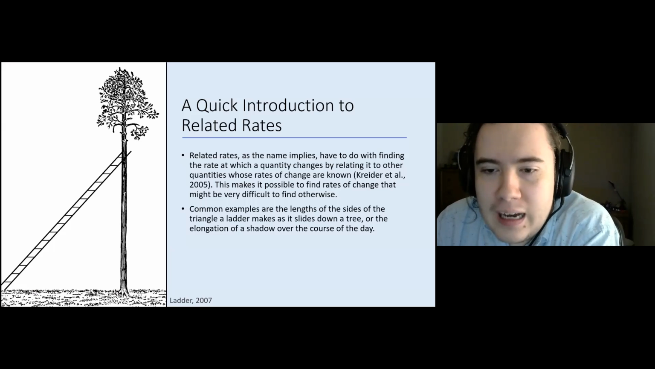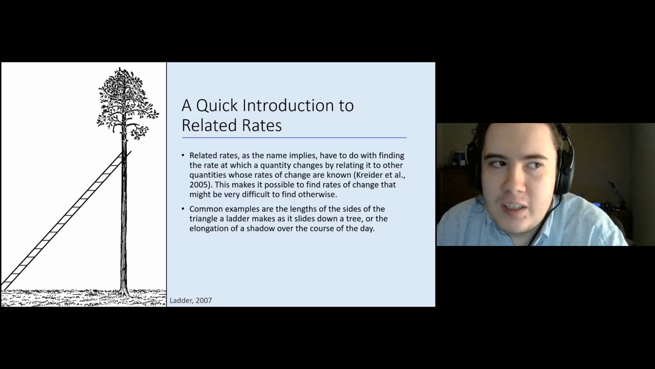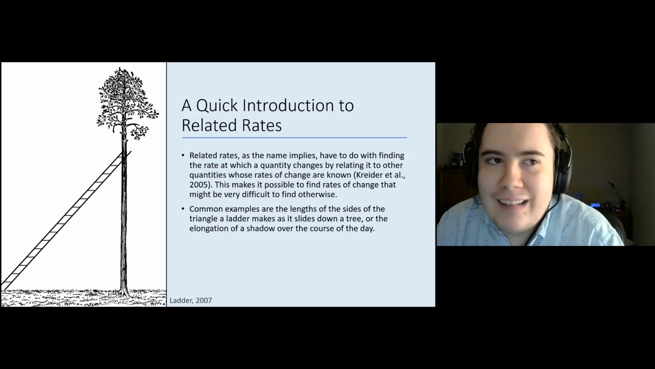This makes it possible to find rates of change that might be really difficult to find otherwise. Some early examples that typically get shown to calculus students are like the legs of the side of a ladder makes as it slides down some vertical surface, or the length of a shadow over the course of a day.